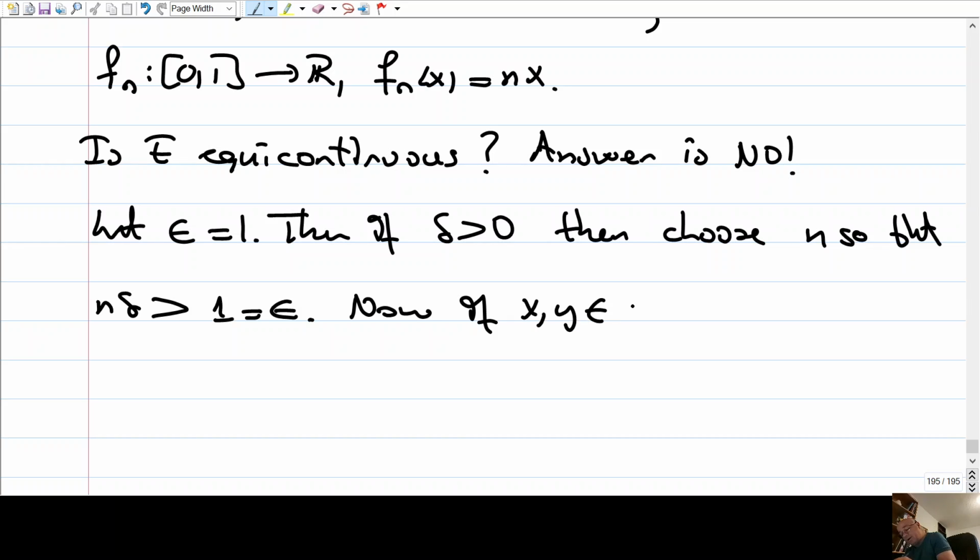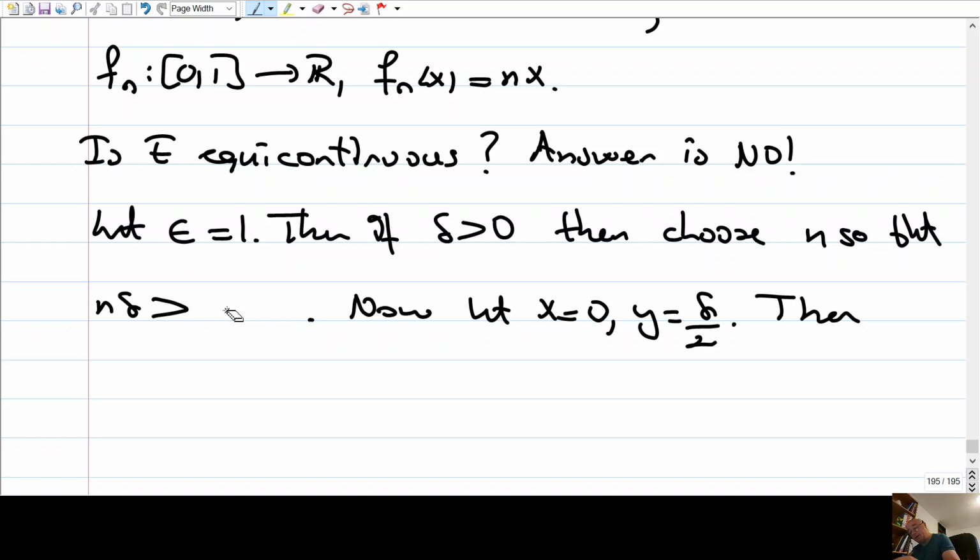Now, if x, y are in this [0, 1], all right, now let me do it this way. Let x be 0 and y be delta over 2, and let me choose delta to be less than 2. Then x minus y is equal to delta over 2, which is less than delta.